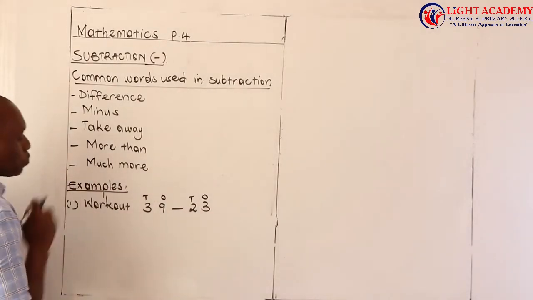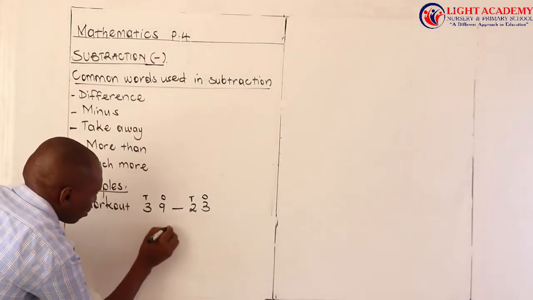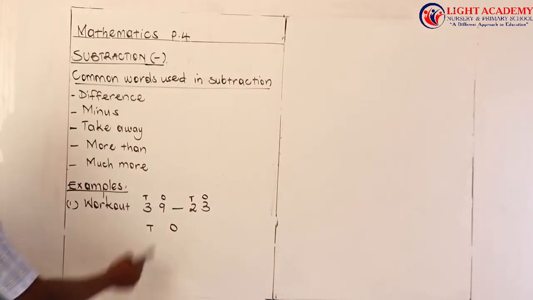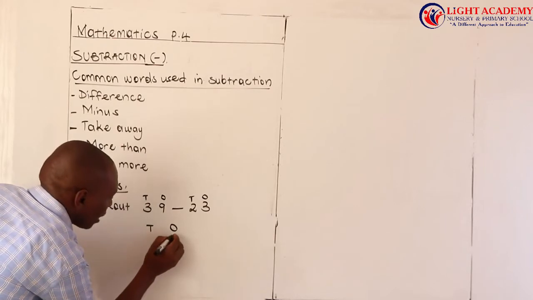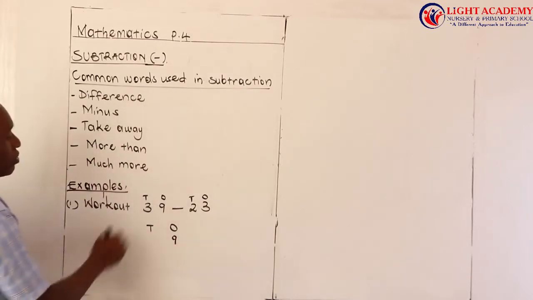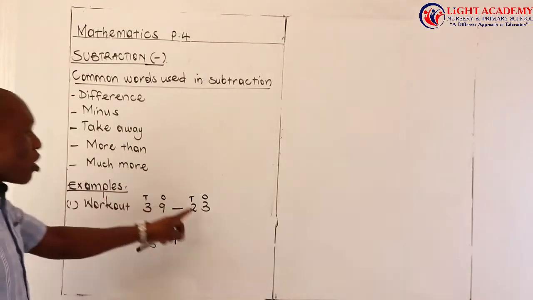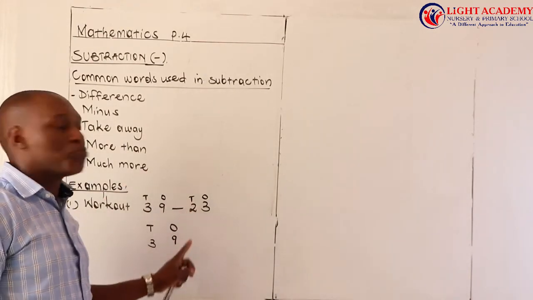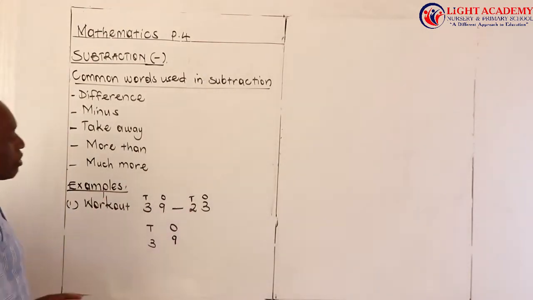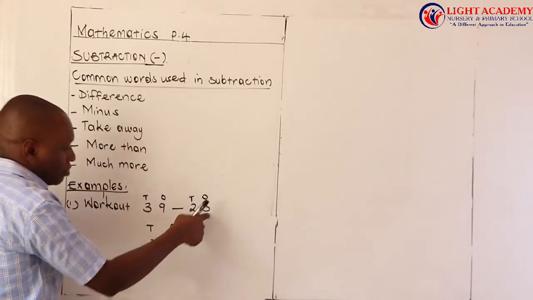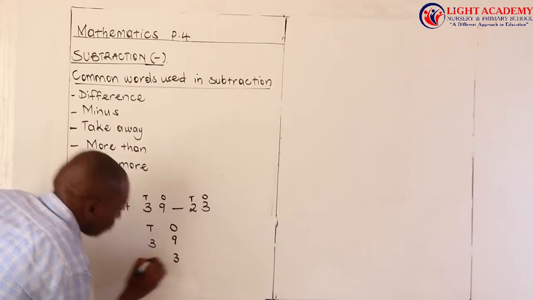So we shall have these place values written as the 1's and the 10's place value. So 9 is put under the 1's. Then 3 is put under the 10's. Then we go to the number that we are subtracting from 39. Its number under the 1's is 3. So I'm going to write 3 under the 1's place value.